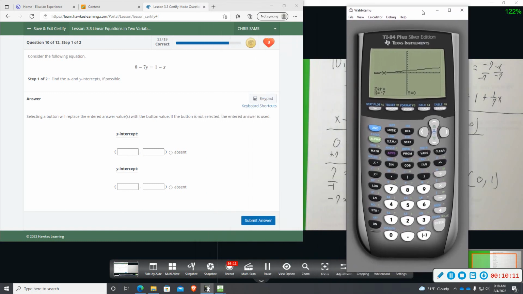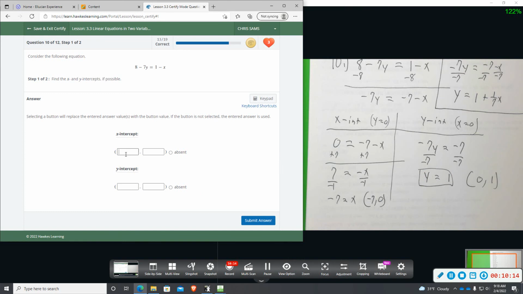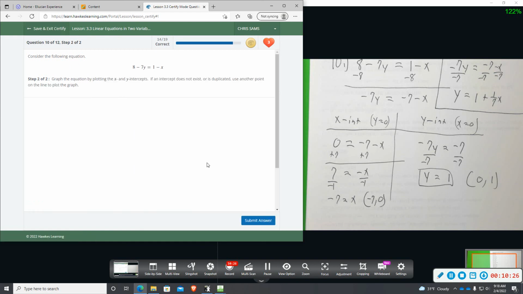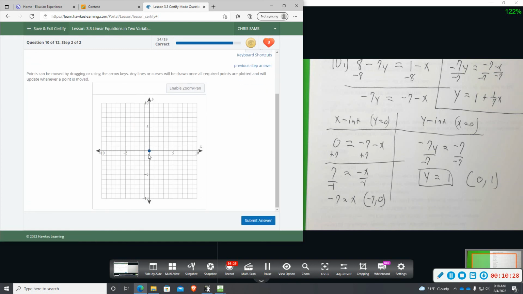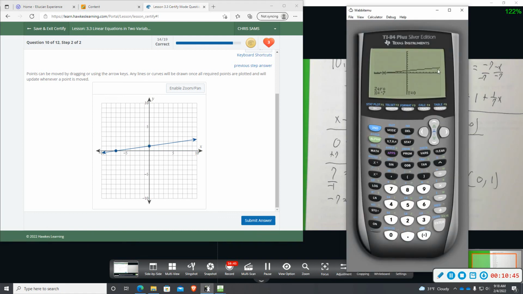I think they try to show you some of those button pushings in the notes. So the intercepts are negative 7, 0 for x, and then 0, 1 for y. And then we're going to graph that and plot those points. I'm going to go left 7, and then I'm going to go up 1 on the ordered pair. And that's a match, a pretty flat line, just like we graphed.